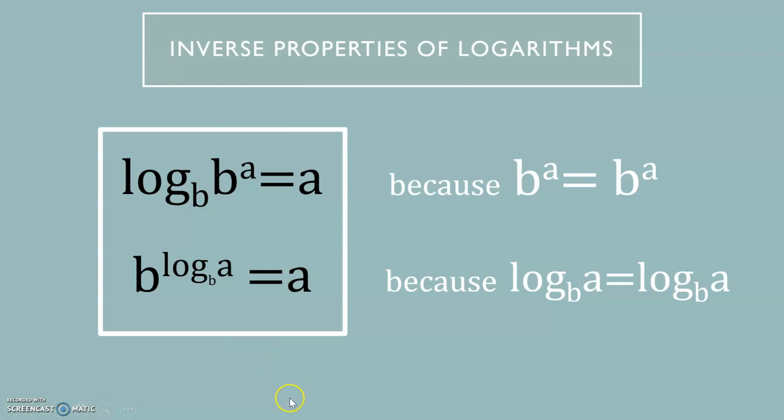Here's what you want to look at. If you have a log and an exponential with the same base, they basically cancel each other out, and that's what's left. If you have an exponential and a log with the same base, they cancel each other out, and this is what you're left with. We'll get more comfortable with these. Don't stress too much right now.